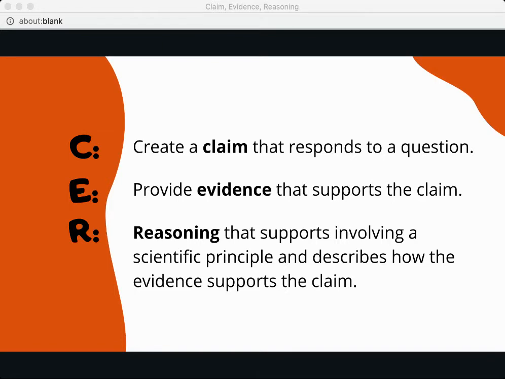When posing a scientific question, students will use the CER acronym to answer the question. Students will first start out by creating a claim that responds to the question in one complete sentence. Next, students will provide evidence that supports the claim. This could be anything from a diagram to data to observations and even readings. Lastly, the response will round out by including reasoning that supports a scientific principle and describes how the evidence supports the claim.